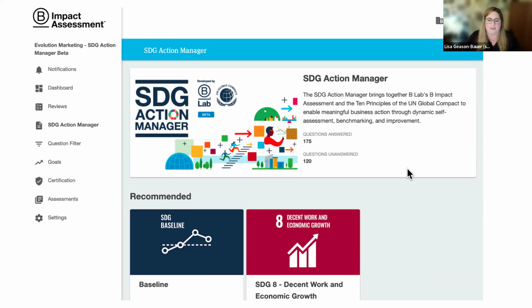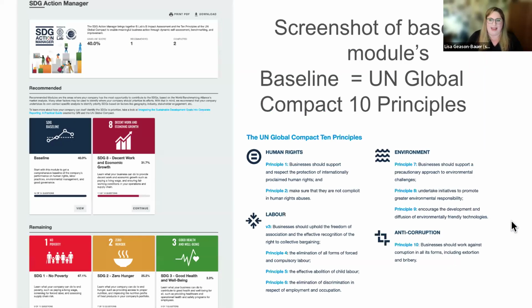When you see the panel here, here's the logo for the program. Notice it says beta. Now it no longer says beta. And when you put your information for your business or your organization in, what comes up is this SDG baseline. I highly recommend everyone do the SDG baseline because this baseline, as you're going to see in a minute, is actually based on the UN's Global Compact 10 principles.